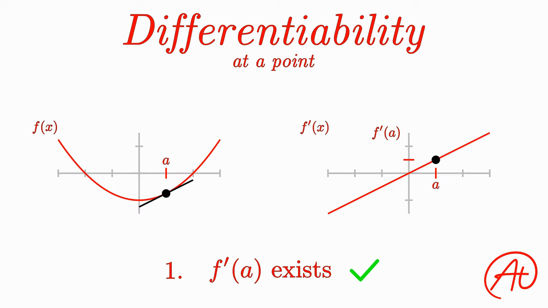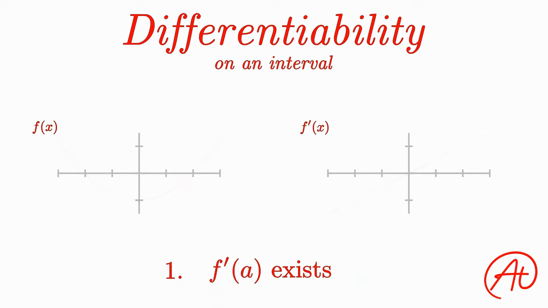Now let's talk about what it takes for a function to be differentiable on an interval. Just like continuity, in order for the function to be differentiable on an interval, the function must be differentiable at every point within that interval. Or in other words, the function's derivative must exist for every point. To help solidify this concept, let's take a look at a couple examples that aren't differentiable.